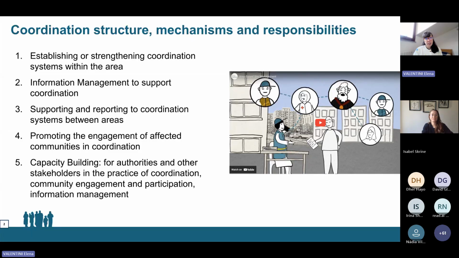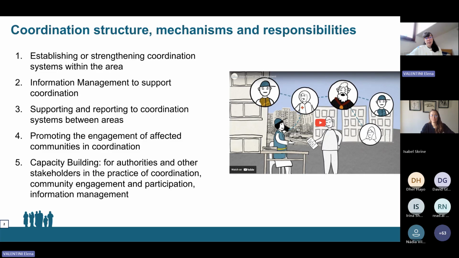Supporting and reporting to the coordination system between areas, so linking back to what I was saying at the second level of coordination, the between-area level, it's essential that there is a two-way communication from the site management agency and the CCCM subnational cluster or mandated area-based coordination platform, and that this coordination and information sharing goes two ways.